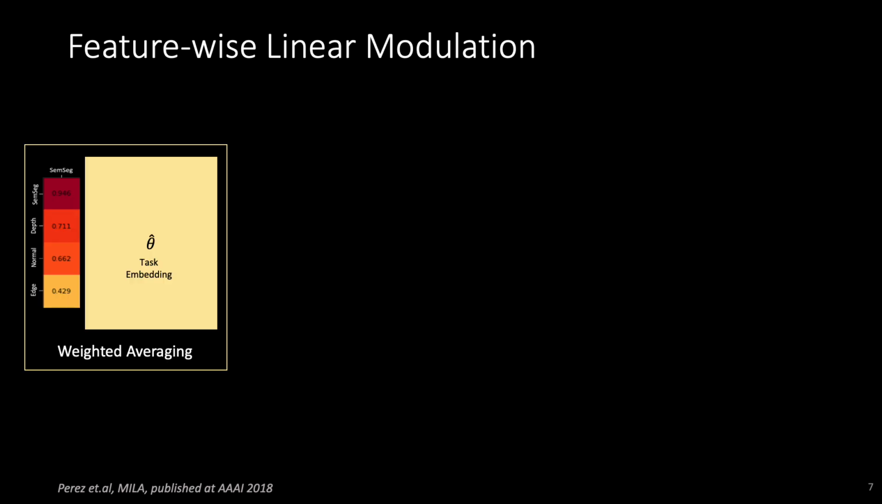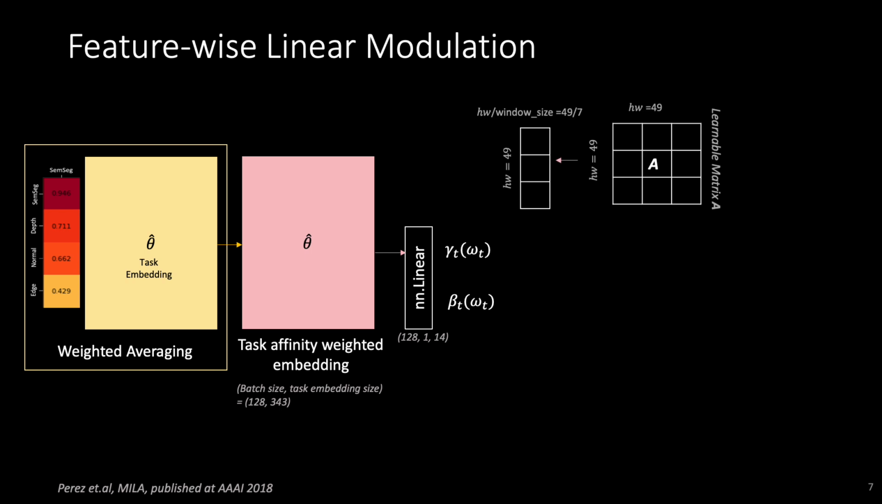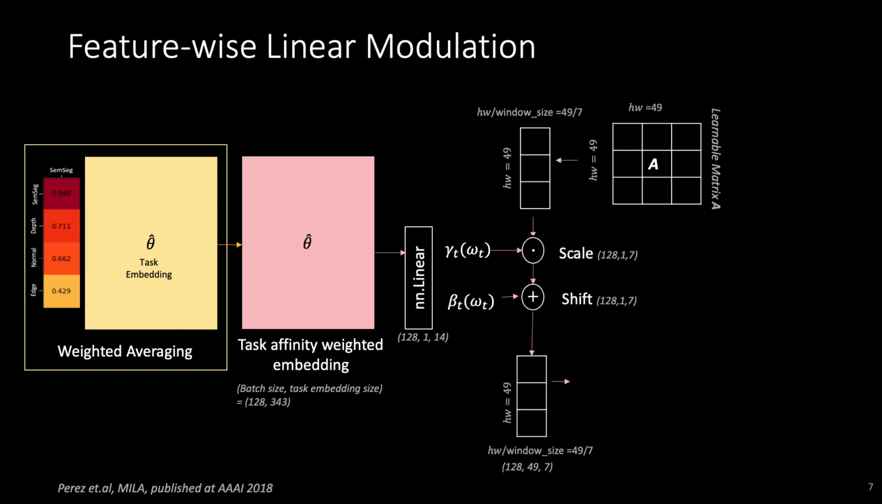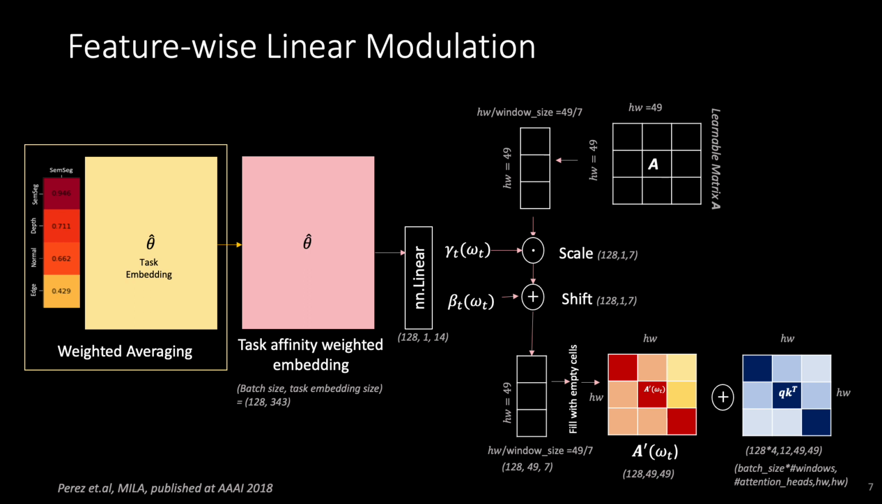This task affinity for a given task of segmentation is weighted averaged with the task embeddings that are learned by the overall network, and then scaled and shifted via a feature-wise linear modulation operation. We use a learnable matrix A that is randomly initialized and scaled and shifted with the feature-wise linear modulation parameters gamma and beta. We get the scaled representation, which we pad with empty cells to match the spatial resolution of the normal attention matrix, the QK^T matrix, coming from the image.